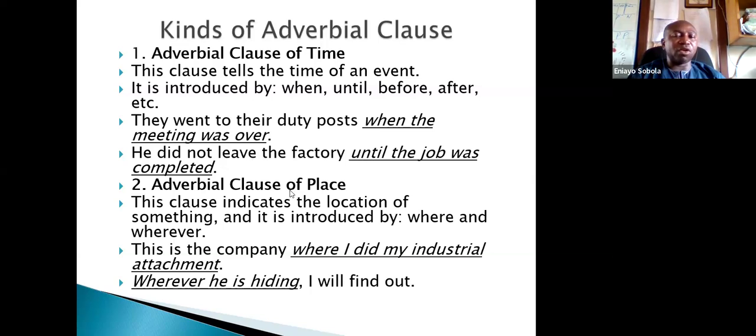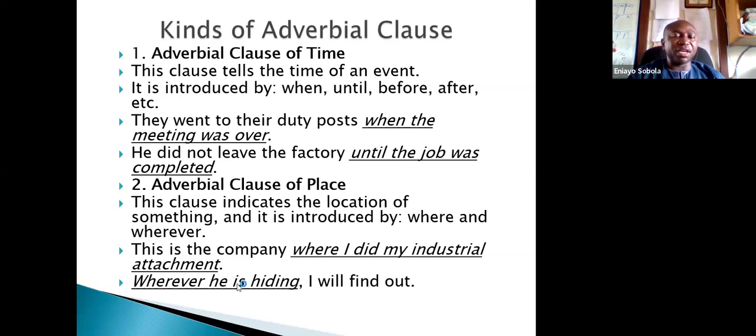Next one is adverbial clause of place. This indicates location of something, introduced by where and wherever. Example, this is the company where I did my industrial attachments. Where I did my industrial attachments is indicating a place. It indicates a place, a location.